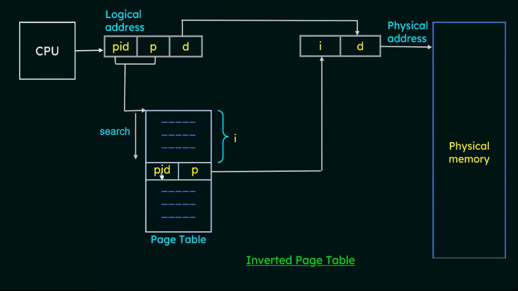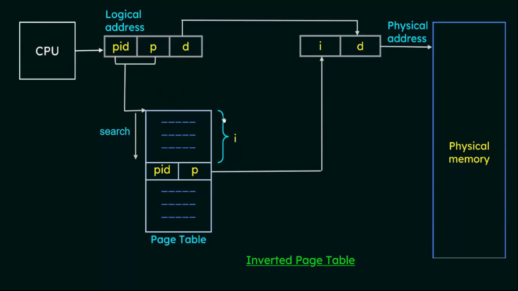And let's say that we are getting a match here. So suppose this is a match, PID and P we found here. And let's say that it is present in the ith entry. So ith entry means it is the ith frame number. So that frame number will be passed on here, and combined with the offset from our logical address, which is d, the combination of this will form the physical address, which will give us the address of that particular page in our physical memory or main memory. So this is how an inverted page table works.